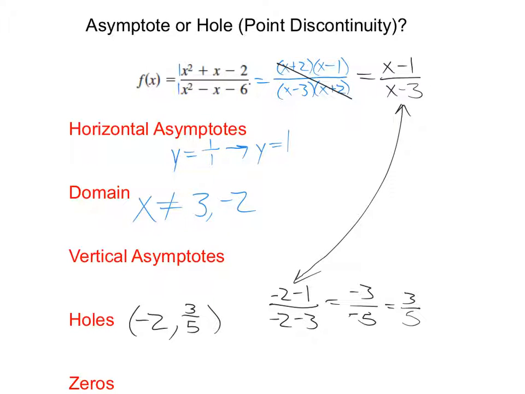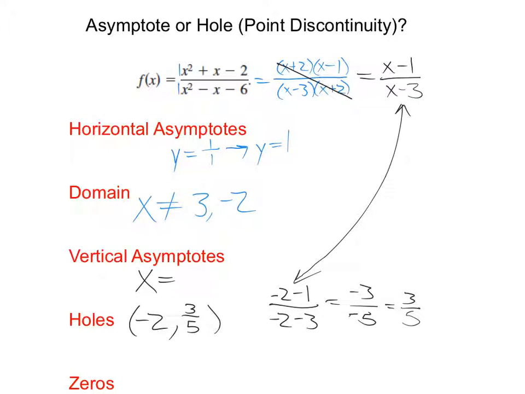Wait, if the hole is on the asymptote, does that mean that the line goes through the asymptote but doesn't touch it? Well, no. Notice here, negative 2 does not give us an asymptote. Negative 2 gives us a hole. What's our vertical asymptote here? It's got to be a line, right? x equals 3.